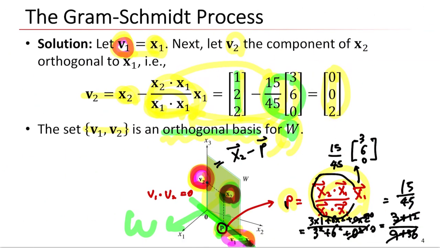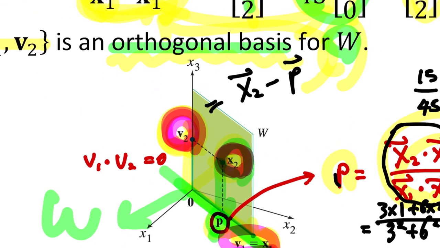So the general idea is that we can start from X1 by defining V1 as X1, and then define V2 as the component of X2 orthogonal to X1. So what does it mean? If you see here, we want to find orthogonal vectors that are perpendicular to each other. Because V1 is here, V2 should be a perpendicular vector like this, right? To find V2, we can use the projection P, the orthogonal projection of the vector X2 onto the subspace spanned by vector V1, and then V2 can be represented by X2 minus P, right?